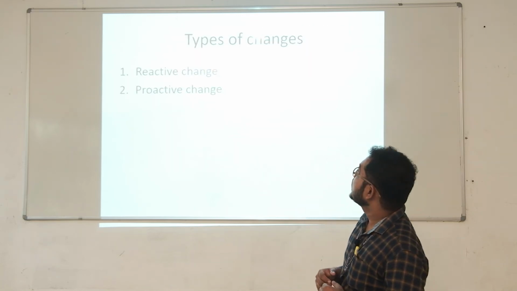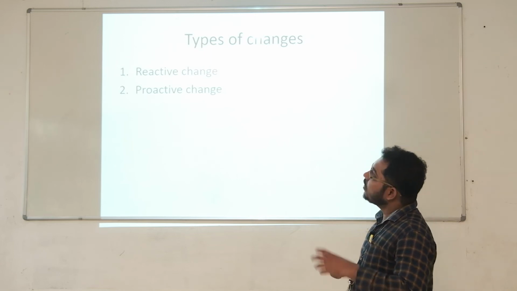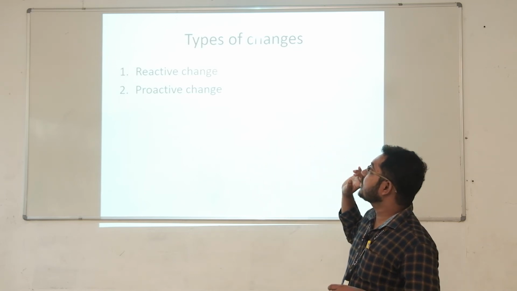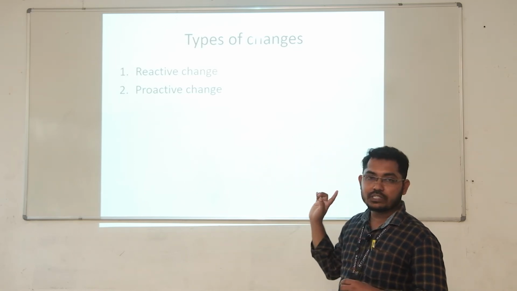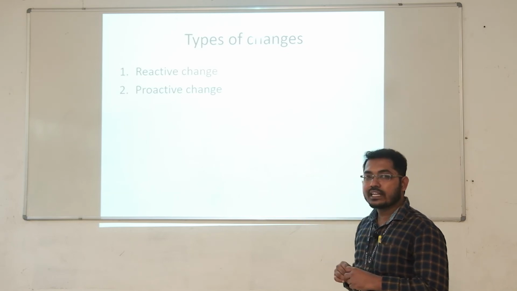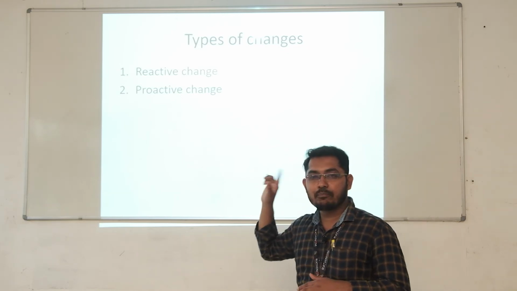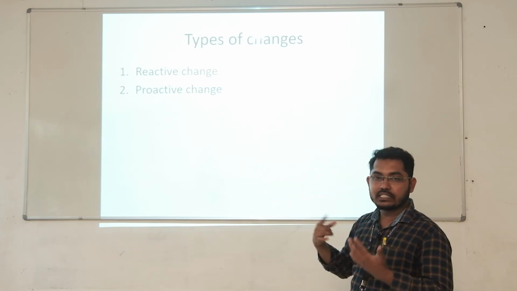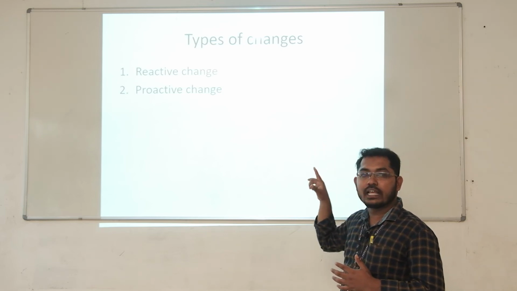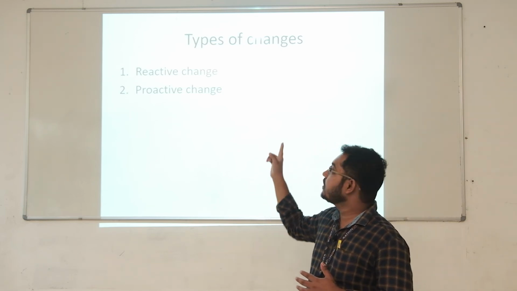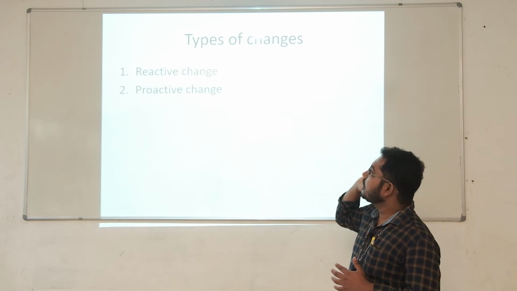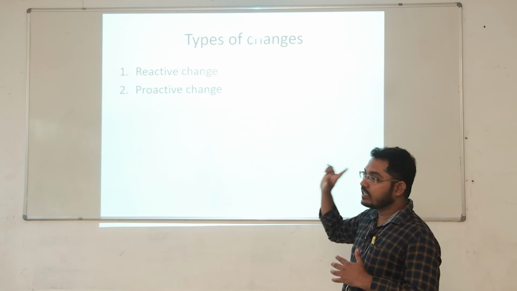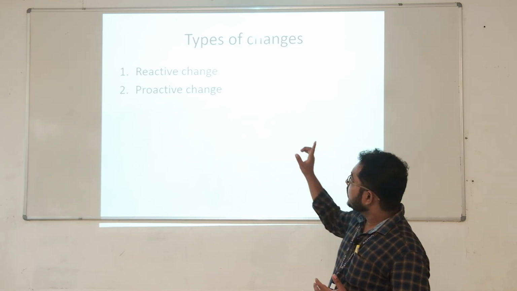Next, types of changes. What types of changes happen in organizations? The first is reactive change, and the second is proactive change. So what is reactive change? Reactive change happens when the organization takes a change decision and implements it immediately, and they can get the result at their end. They can make their employees adapt to the management change, and they can assist them. That is called reactive change.